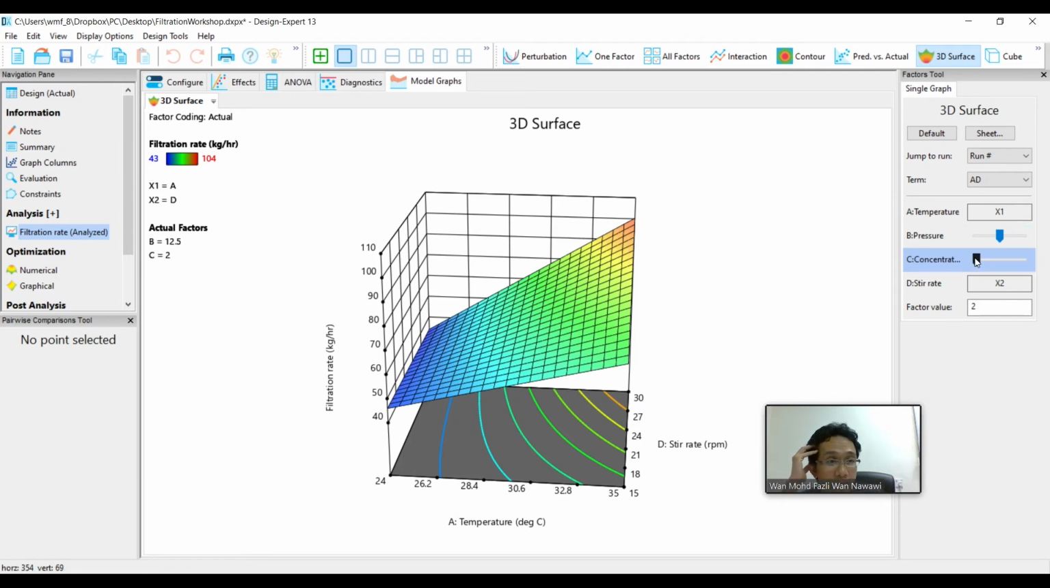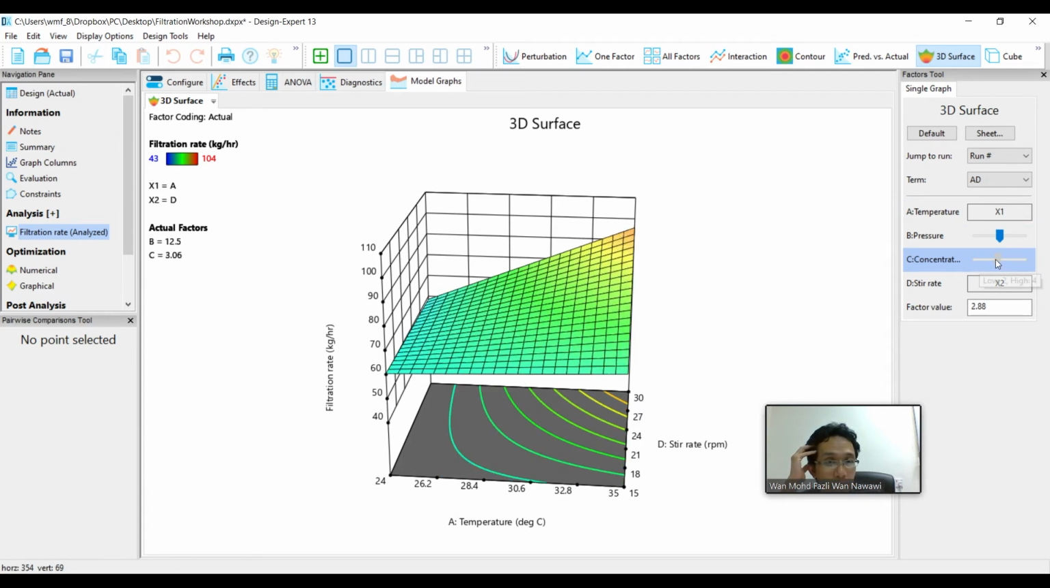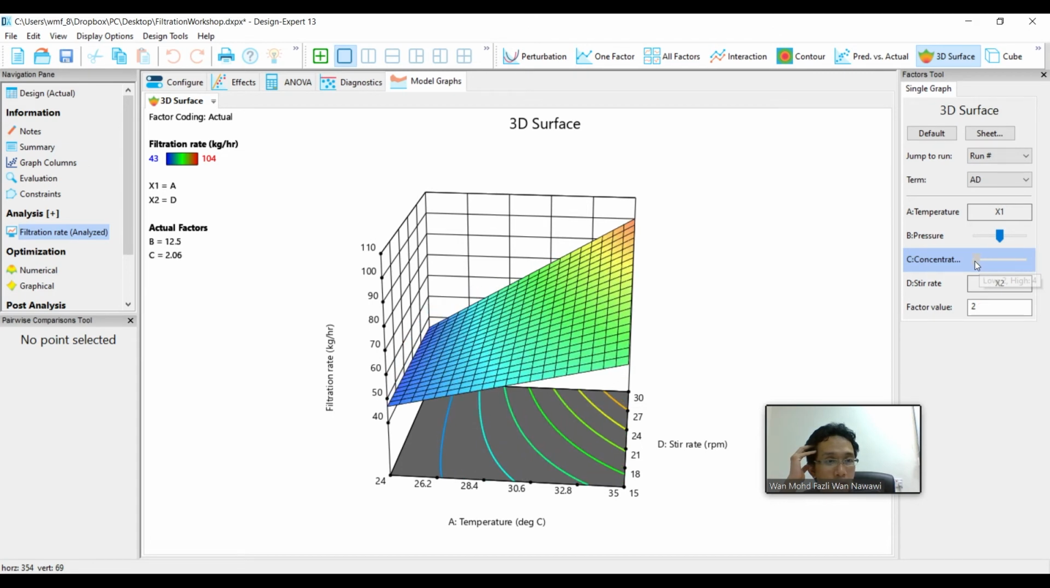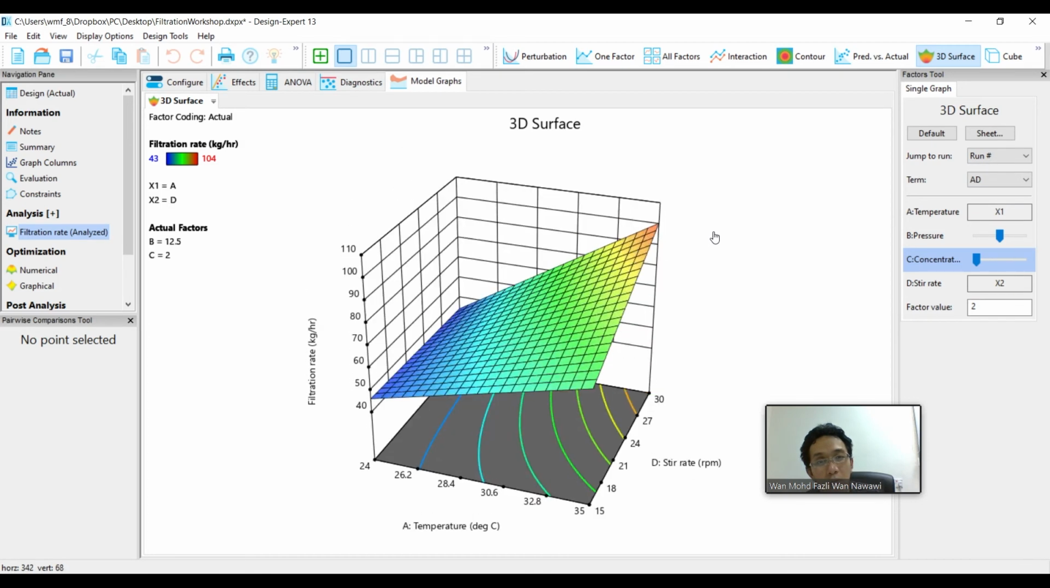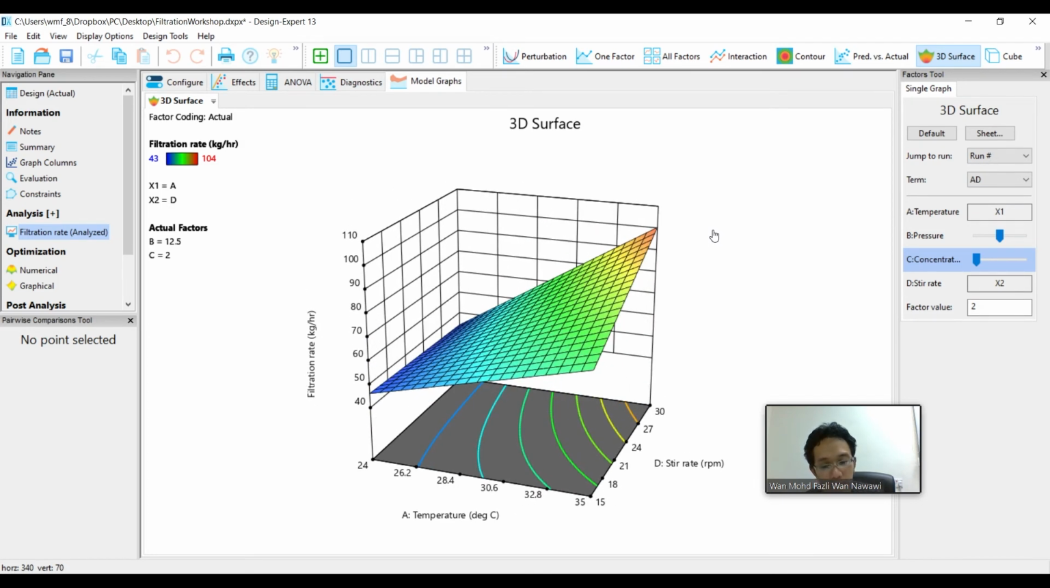Anyway, you can see from this graph that if you lower the concentration, you get an even higher filtration rate. You can just move this graph here and there, and you can rotate. Okay, so basically that's the graph itself. So let's say you want to optimize. Now you know that in order to get the best, you minimize the concentration. But the software also helps you to do this optimization.